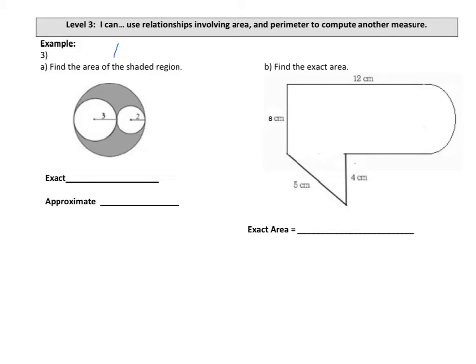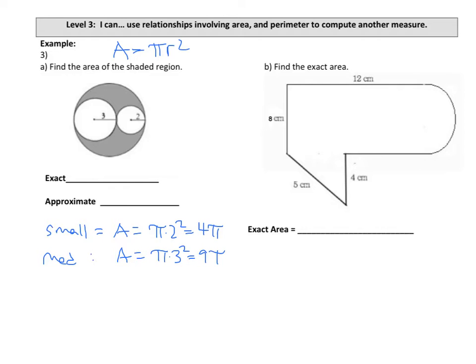Remember that the formula for the area of a circle is pi r squared. And so we need the radius of all of these circles. The small circle has a radius of 2, so the area would be pi times 2 squared, or 4 pi. The medium circle, the area would be pi times its radius is 3, so 3 squared, or 9 pi.